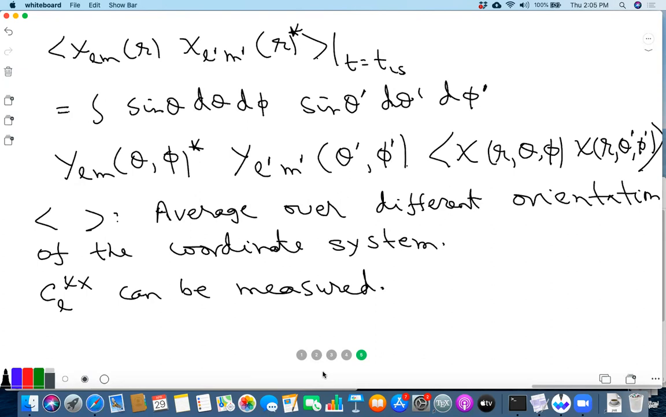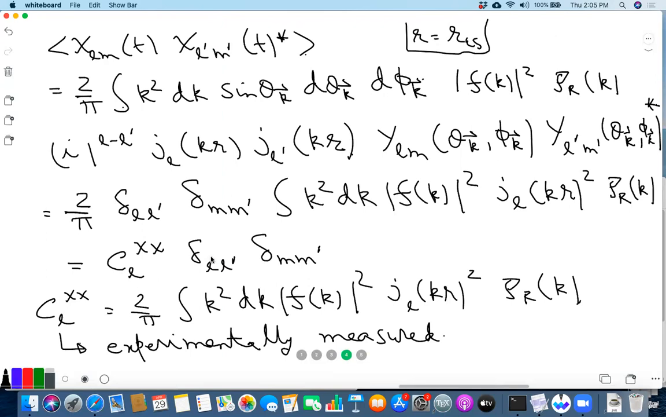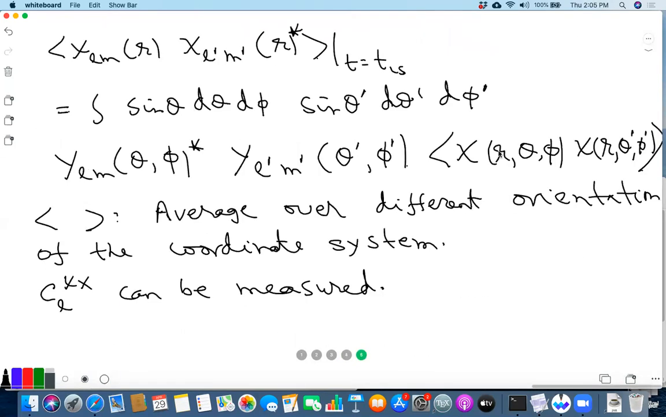The output is still a function of theta and phi? The output will essentially be a function of the arc length once you average. And that is what captures the fact that this is supposed to be delta LL prime, delta MM prime. This is the analog of momentum conservation in space. In this case, it's the rotational invariance. By averaging over these different orientations, you are essentially forcing rotational invariance.